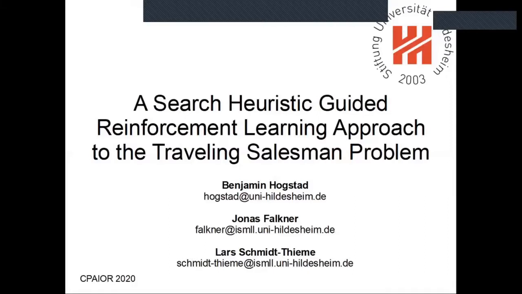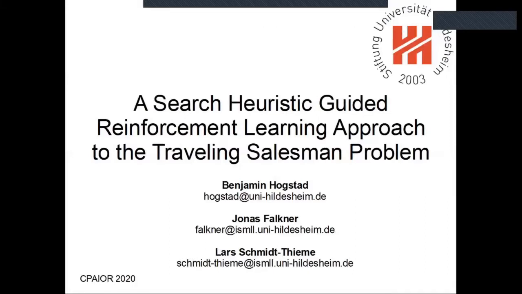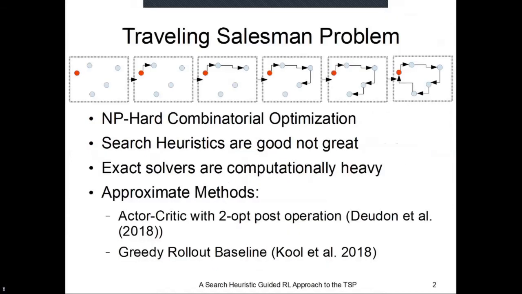Good afternoon. My name is Benjamin Hogstad. I'm here to present our work on a search heuristic guided reinforcement learning approach to the traveling salesman problem. The TSP is an NP-hard combinatorial optimization problem consisting of finding an optimal sequence of nodes given a set of them. There's been a lot of work developing search heuristics to find solutions to the TSP which result in good but not optimal results. Exact solvers are available but generally require extensive computation time to find a single solution.